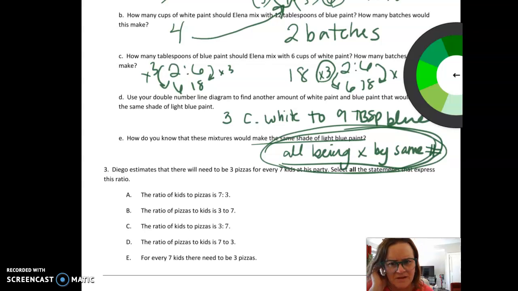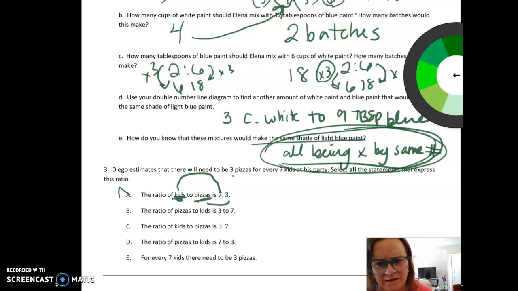All right, last problem. Diego estimates that there will be 3 pizzas for every 7 kids at the party, and we have to select all the statements that express this ratio in a correct fashion. So the ratio of kids to pizzas is 7:3. I want you to notice that kids is written first, and so the kids would correspond to the 7, and the pizzas would then correspond with the 3. So he estimates 3 pizzas for every 7 kids, so this would be a correct, I'm going to put a little star there, a correct statement.